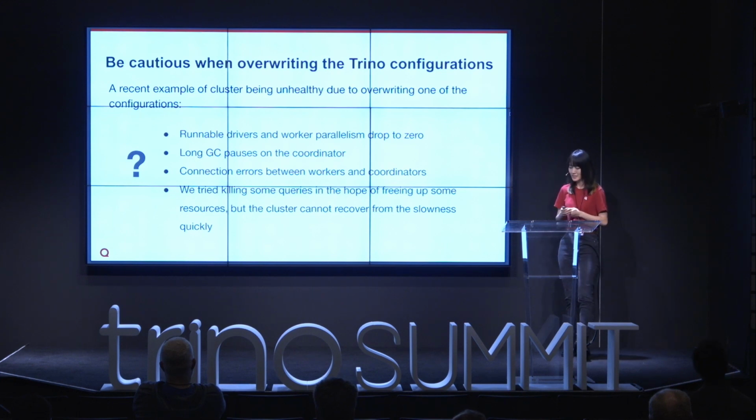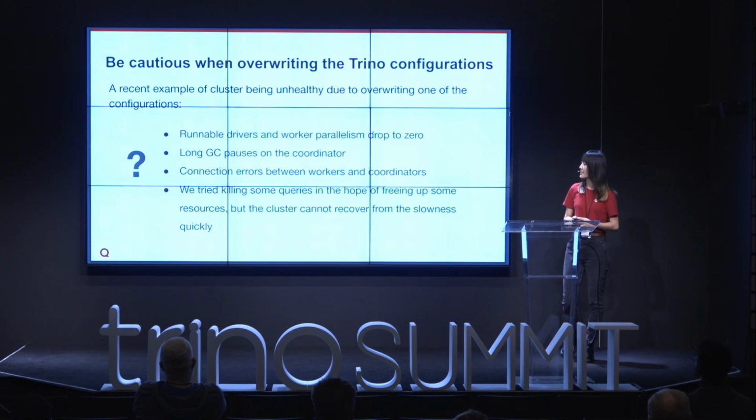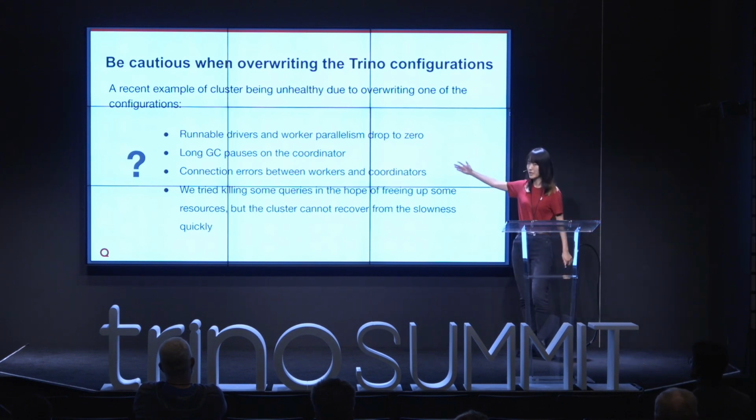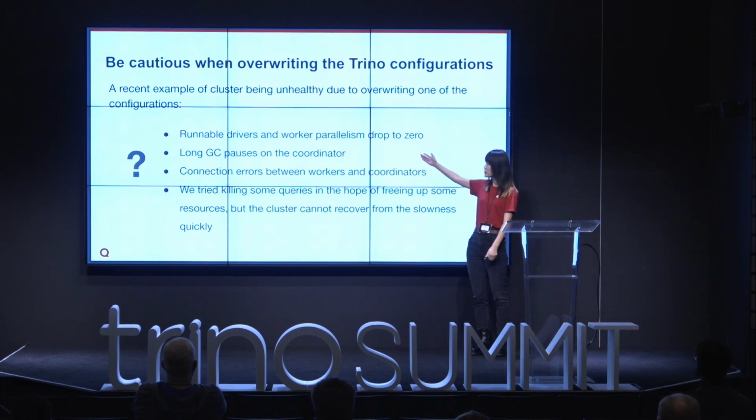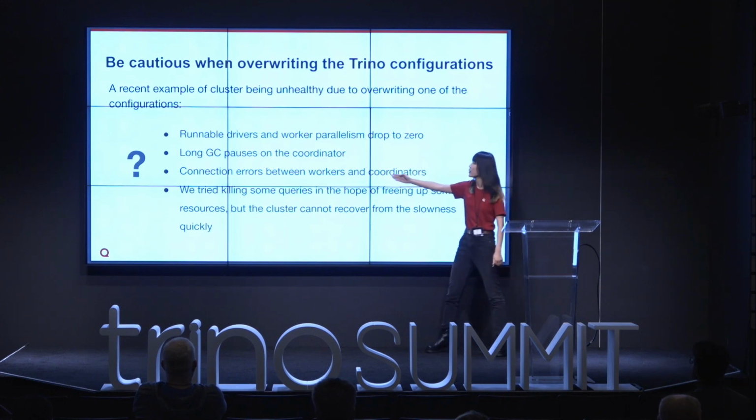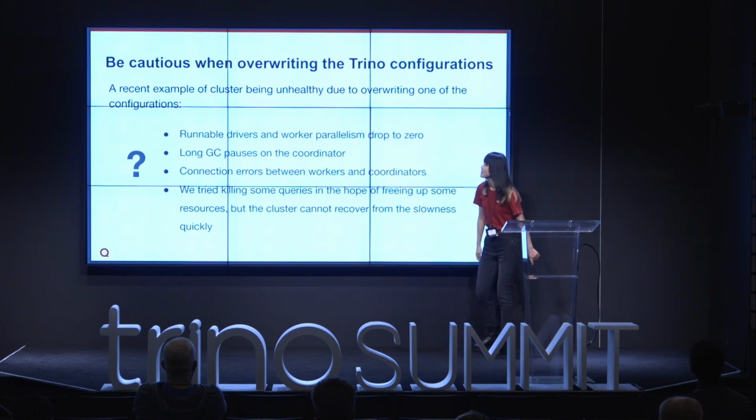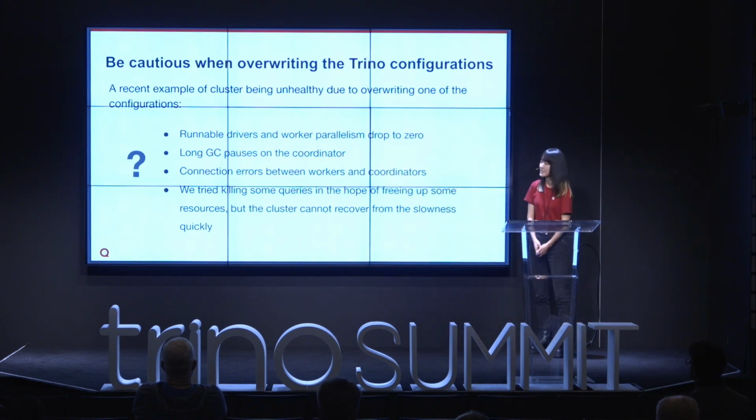So there was a day we found our cluster crashed multiple times. And the cluster was halting. It was making very little progress on each query. And here are some symptoms we observed during the incidents. We observed the running drivers and worker parallelism drop to 0. And there were some long GC pauses on the coordinator. Connection errors between workers and the coordinator started to show up.